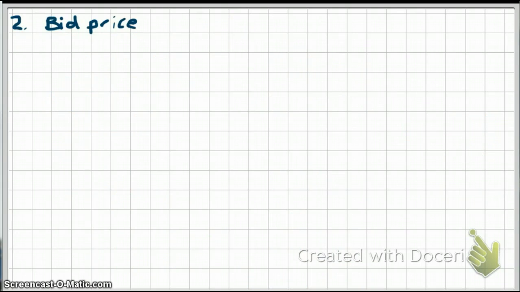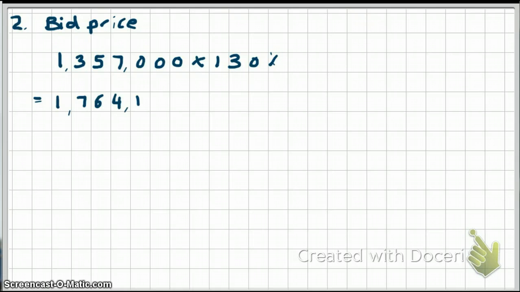The next requirement says to calculate the bid price, assuming that the markup is 30%. To calculate the bid price, you take your cost, which is $1,357,000, multiply it by 130%, and you end up with your bid price of $1,764,100. This is using activity-based costing.